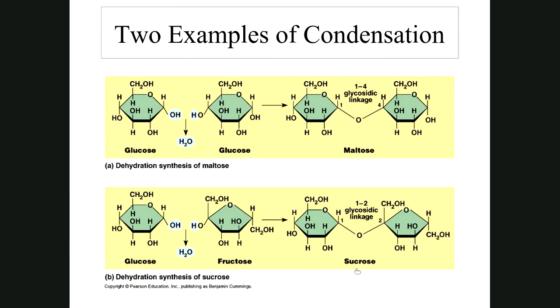Now, they're both disaccharides, maltose and sucrose, but they taste different. They're arranged differently, made of 2 different combinations of monosaccharides. One's made of 2 glucoses, one's made of a glucose and a fructose. So these disaccharides are structurally different.